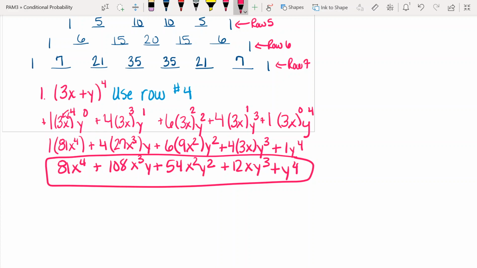So on the worksheet that's next to this video, at the very top of your paper, where you're going to do your work, go ahead and build Pascal's triangle, and then expand the 4 problems beneath it.